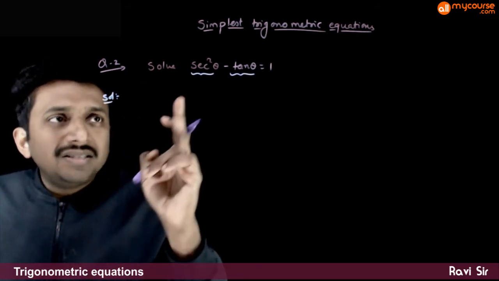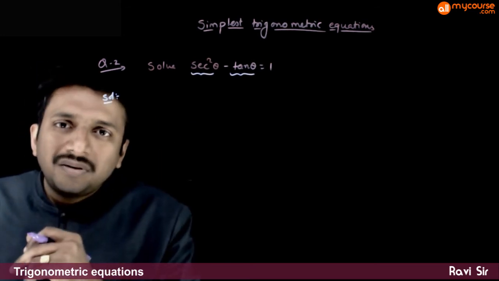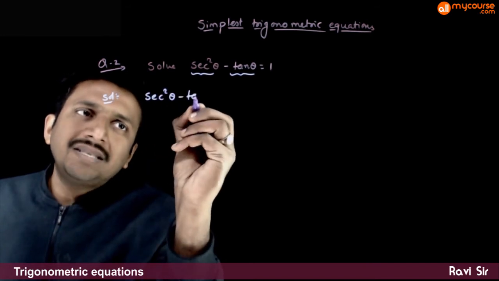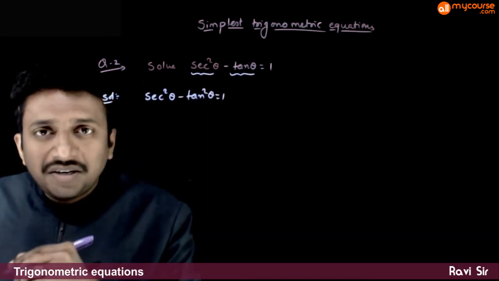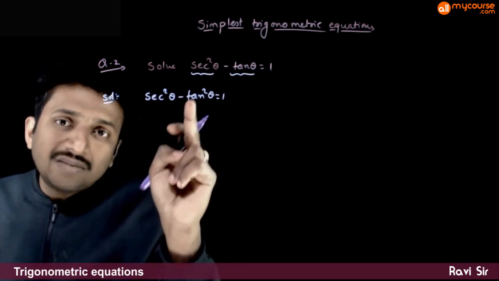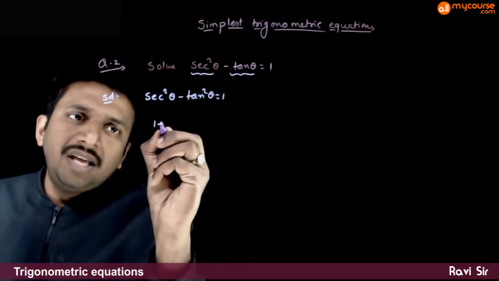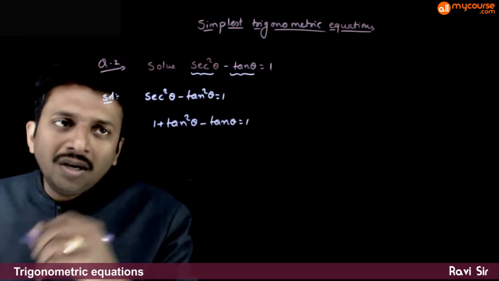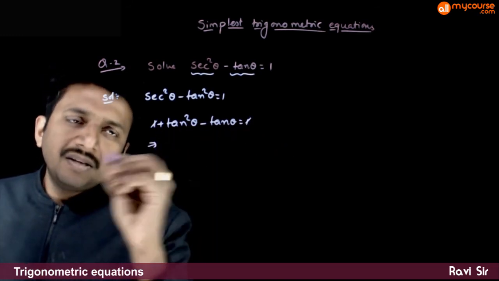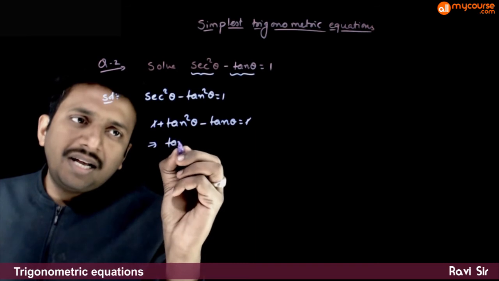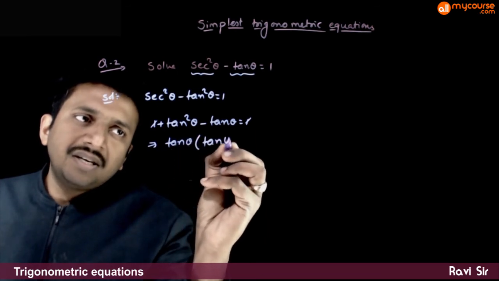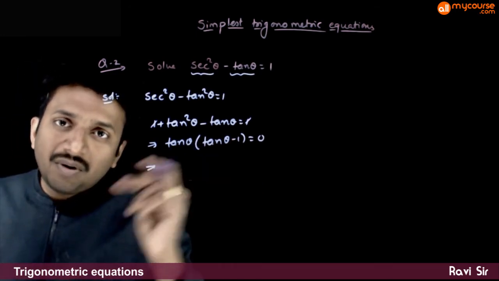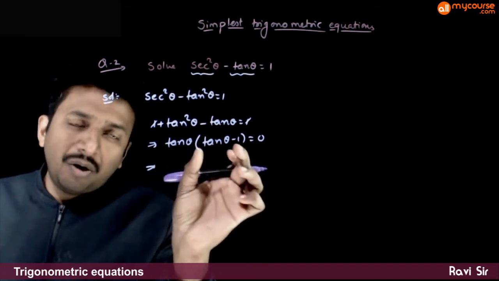In this particular question, secant square theta can be very easily converted to tan theta using the identity secant square theta minus tan square theta is equal to 1. We have this identity, so secant square theta can always be written as 1 plus tan square theta. If you write that, the equation becomes 1 plus tan square theta minus tan theta is equal to 1. This 1 and 1 get cancelled. So tan square theta minus tan theta, if you take tan theta as common, tan theta times tan theta minus 1 is equal to 0. This implies something into something is equal to 0, implies either the first term has to be 0 or the second term has to be 0.